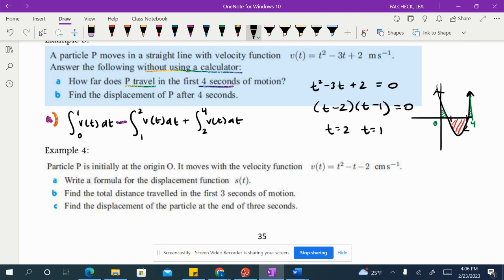Sorry. Okay, so now we've got the function in there. Let's just find the antiderivative of this guy right here. We've got 1/3 t cubed minus 3t squared divided by 2 plus 2t. All right, and we are evaluating him from 0 to 1 minus, and then he's a positive portion, so we're going to add this last piece here.